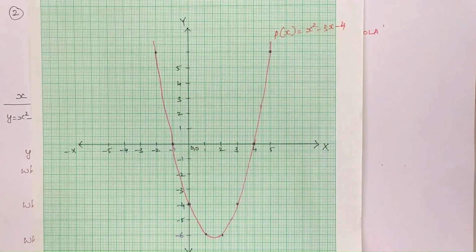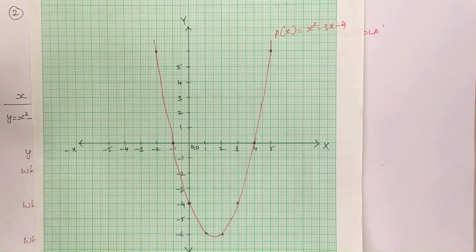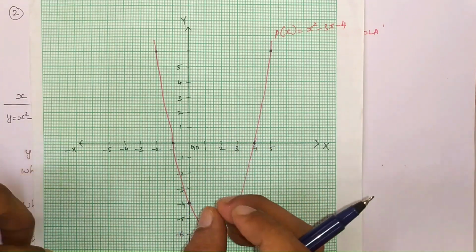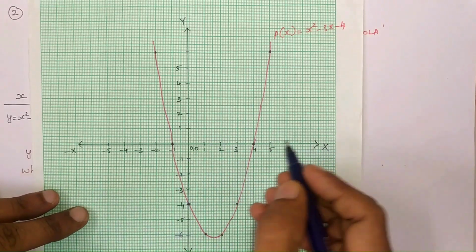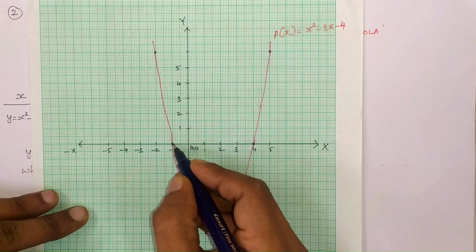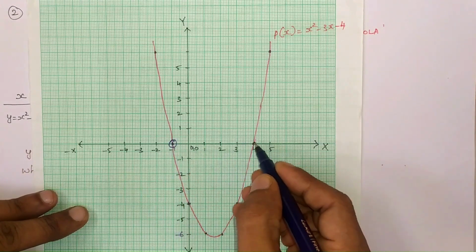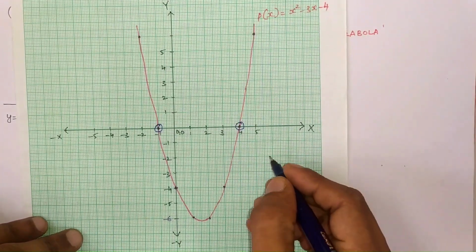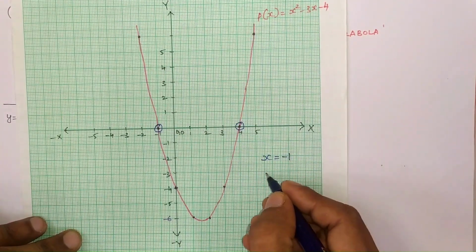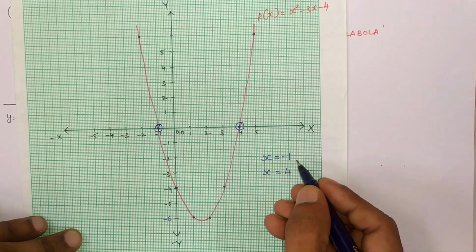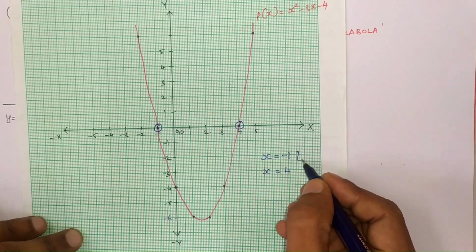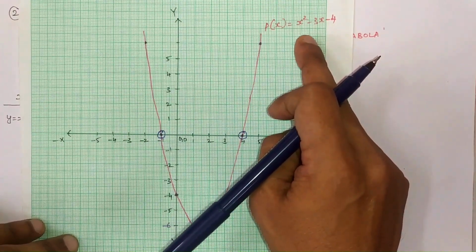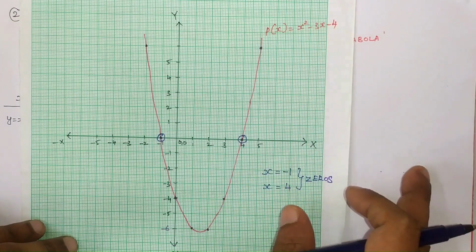Okay. So here we can observe very clearly that this curve is intersecting the x-axis at 2 points. Where are those points? This is one of the points, this is the other point. It is intersecting at x is equal to -1 and at x is equal to 4. So these two are the zeros of the polynomial p of x is equal to x square minus 3x minus 4.